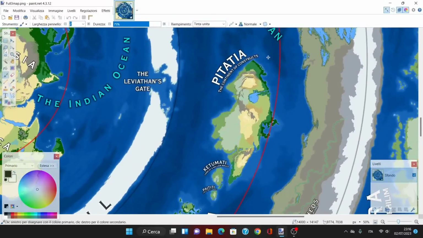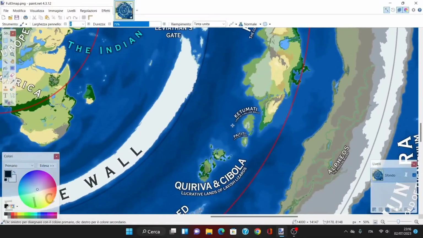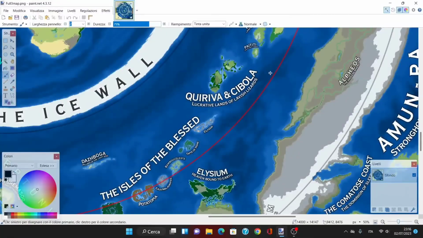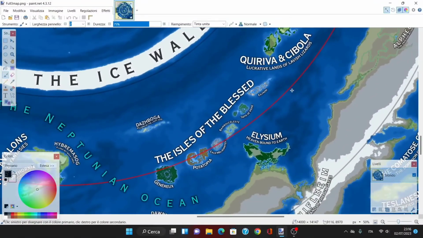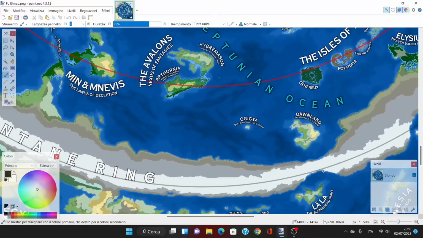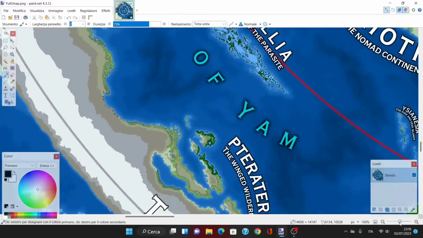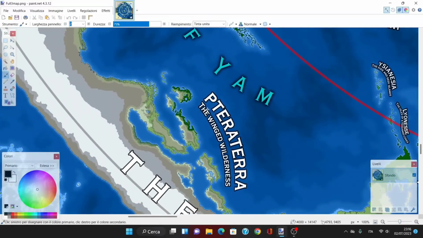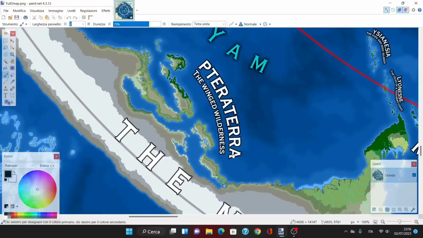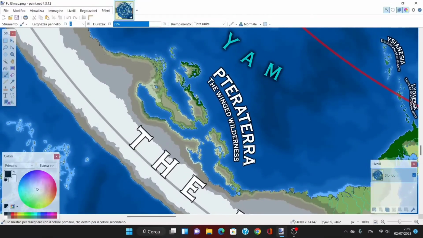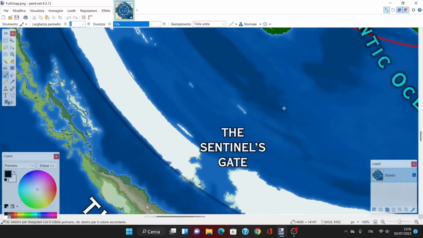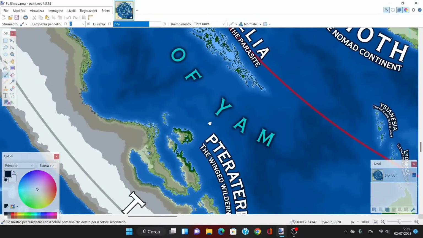So we even have names and epithets for these continents, like Pitacia, the continent of constructs, Ketumati, land of a million walls, Quiriv and Cibola, lucrative lands of lavish lizards, all things we mentioned again in the last episodes. But then we have things we didn't talk about because we just kind of skipped them in the original saga. So we have things like Ptera Terra, the winged wilderness. If I remember correctly, Ptera Terra was the land of a diverse species of birds that differed from the mainland and developed completely different from the rest of the world.